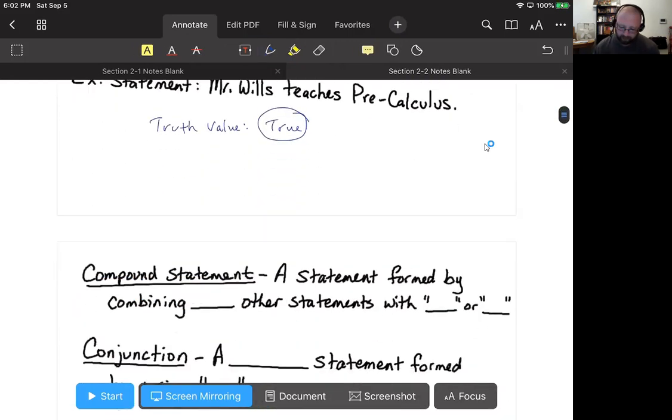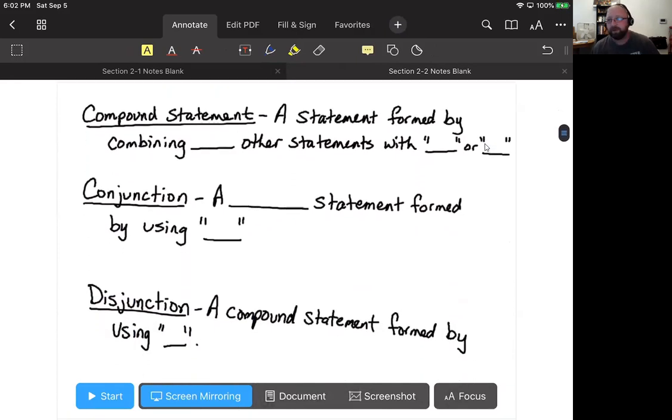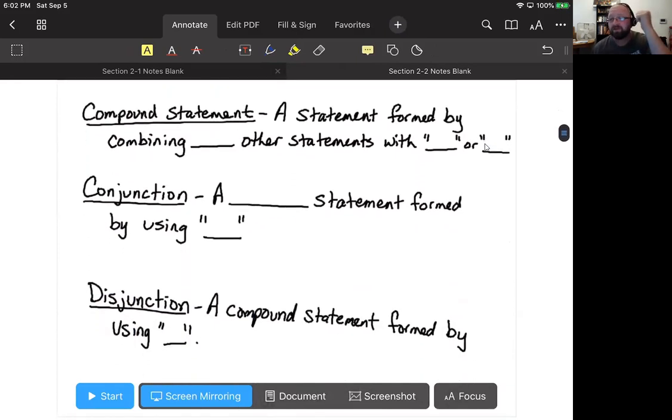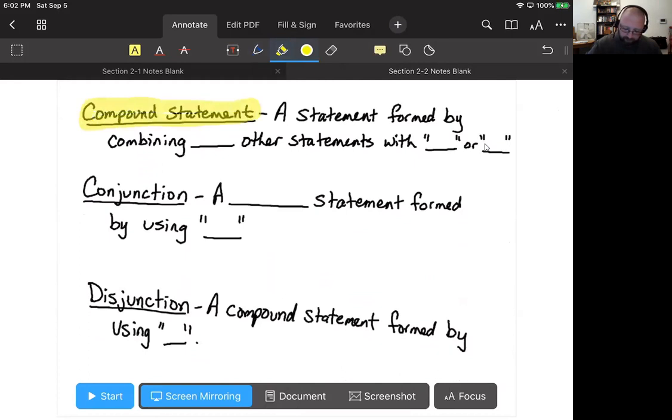All right. When we take statements, we can actually make them more complex by combining multiple statements into what are called compound statements. So this is yet another vocab word here. A compound statement is a statement formed by combining two statements using either the word and or the word or. I know it's a little confusing to have or twice in a row there. So it's either and or. It's one or the other. It is not both.